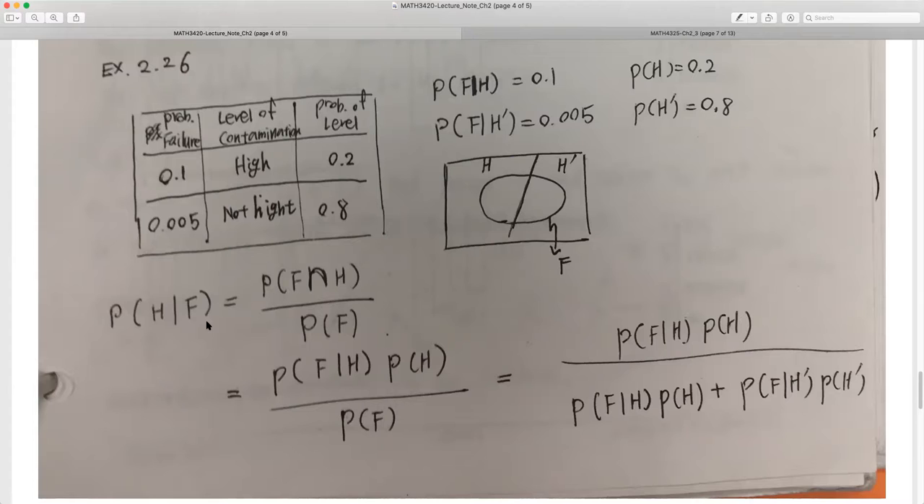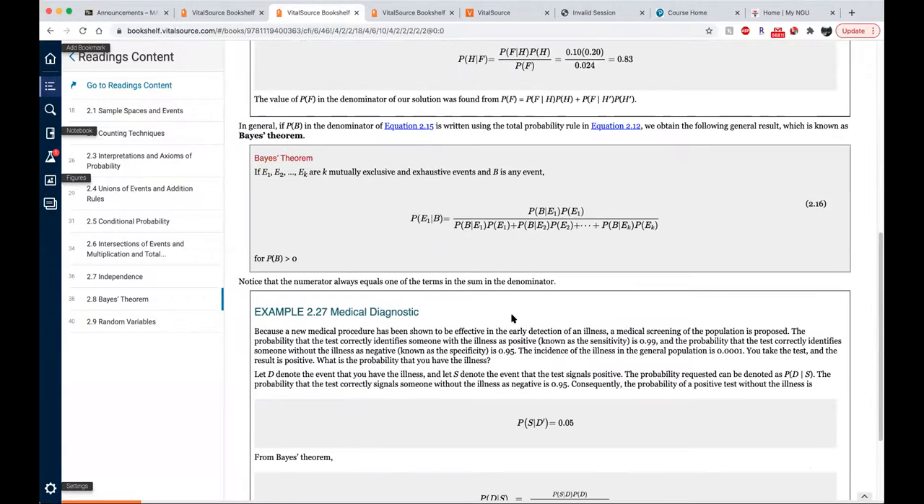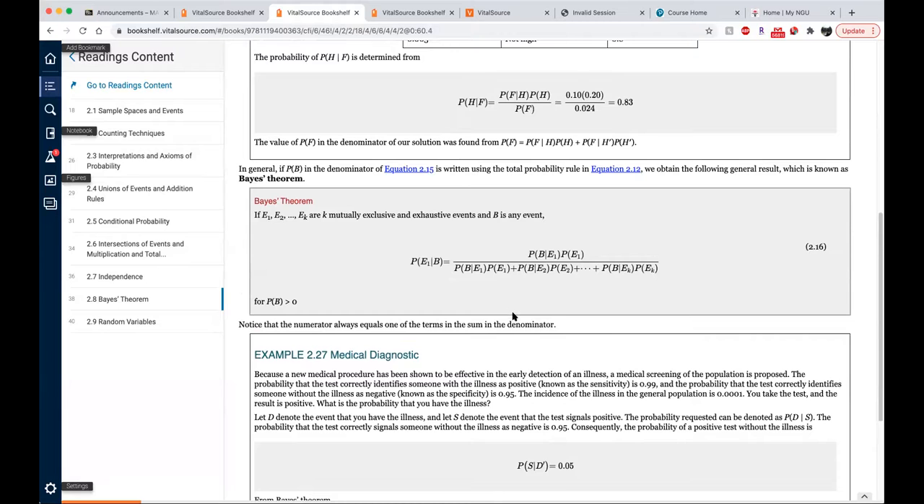Normally you have to use Bayes theorem with the total probability formula. Keep in mind this. Now back to the textbook, and this is the Bayes theorem. E1 through EK are mutually exclusive and exhaustive events, and B is any event.